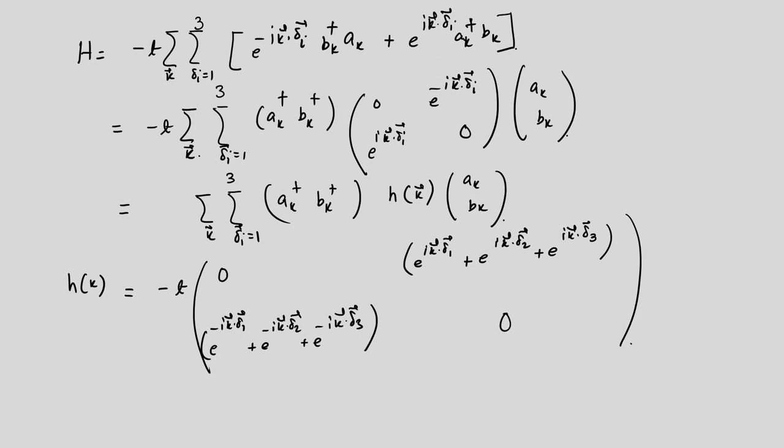To achieve more simplification, one can do a transformation where a_k is changed to e to the power i k dot delta 3 times a_k, and a_k dagger will be exponential minus i k dot delta 3 times a_k dagger. This is not required, but if you make this transformation, then at least one term becomes equal to 1, and that is what is intended here.